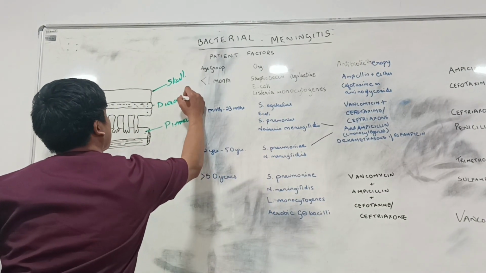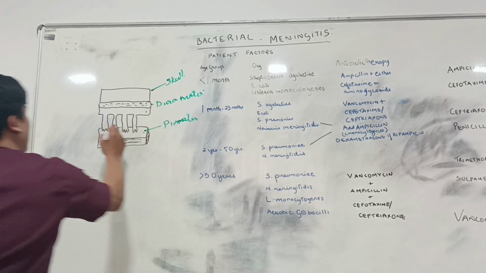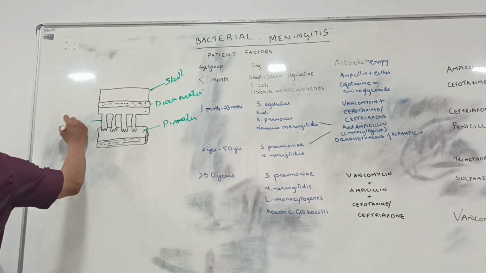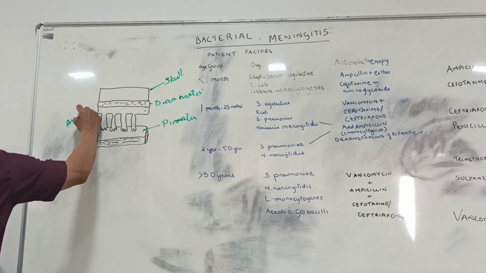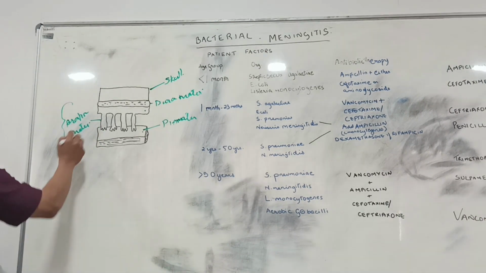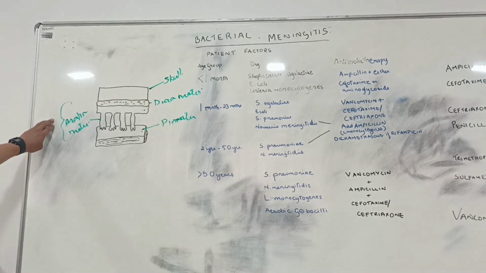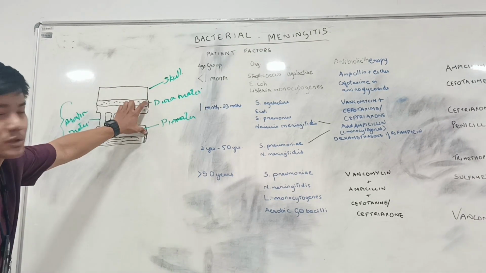Dura mater, pia mater, and let's say this one is the arachnoid mater, right? So all these together are called the subarachnoid space. So this is where the infection occurs, right?